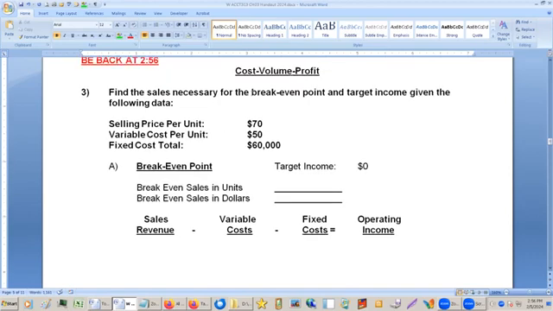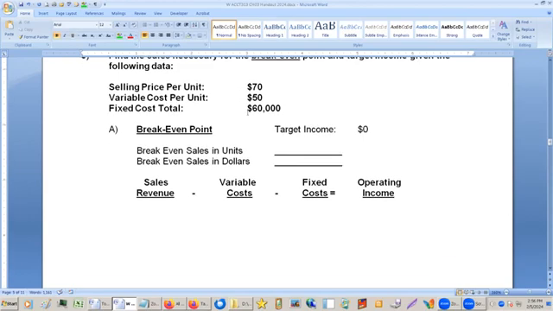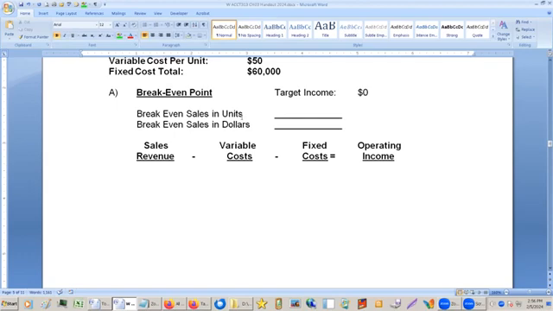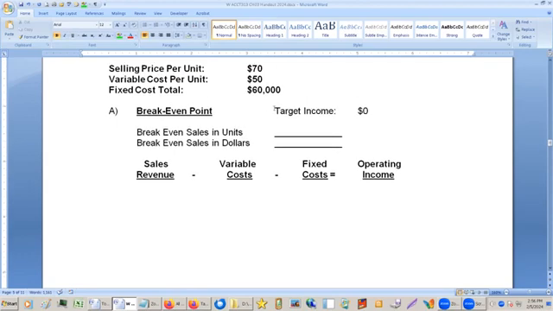So now we're going to look at the break-even point analysis, something called the cost value of profit. So when you break even, your target income is $0. In other words, you didn't make any money, you didn't lose any money. You broke even.